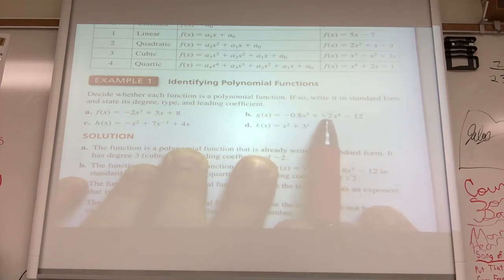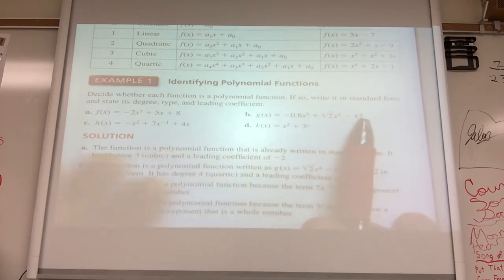1.41 or something like that. Square root of 2 is okay. You have x to the fourth. That's what you're looking for. That's okay. Minus 12. Still good.